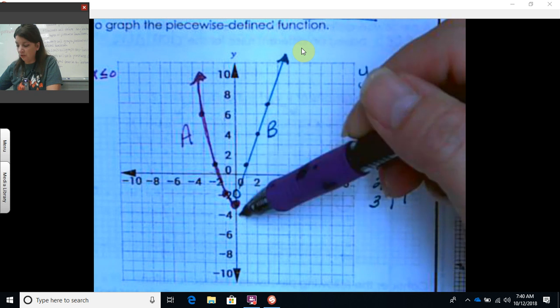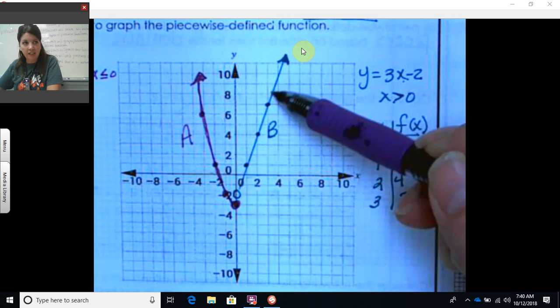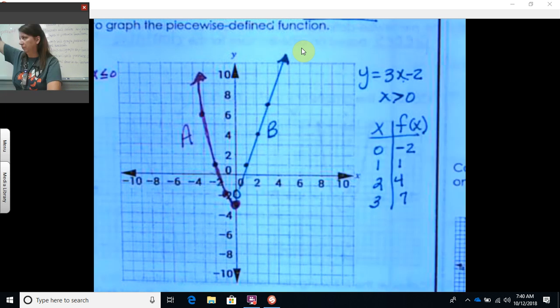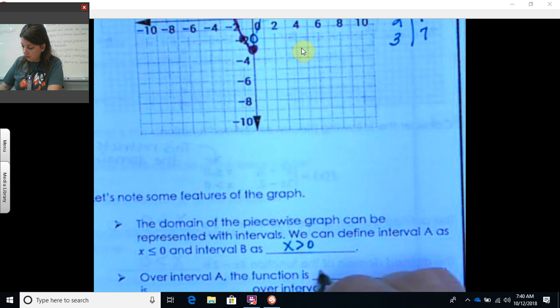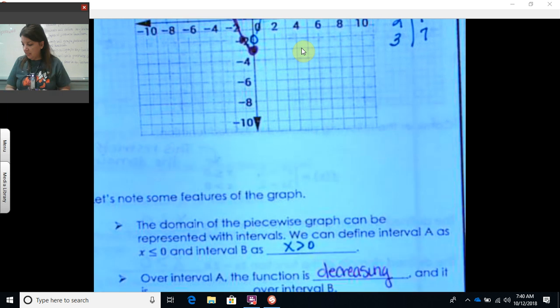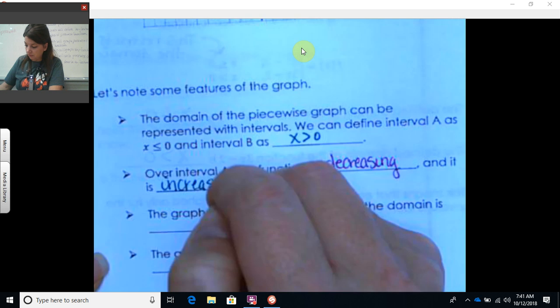Interval B, as I move to the right, what are my y values doing? Increasing. Remember that from section 1 or whatever it was? So over interval A, the function is decreasing. And it is increasing over interval B.